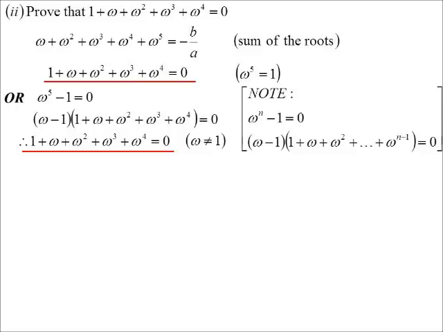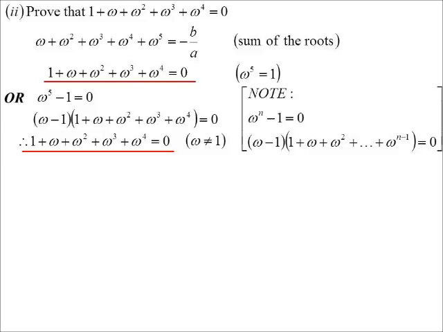Another way of doing it. Well, there's the equation again, omega to the power of 5 minus 1. But I can factorise that. It factorises to be omega minus 1, and then the powers of omega go down by 1 while the powers of 1 go up by 1. Now, if I was to solve this equation, I get two possibilities. I get the possibility in this first parenthesis that omega equals 1. But we know that's not true, because we specified omega was a complex solution. So it can't be equal to 1. Therefore, the other parentheses must equal 0, and that's what we're trying to prove.